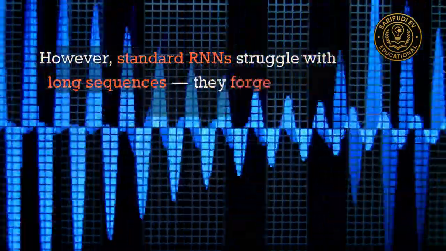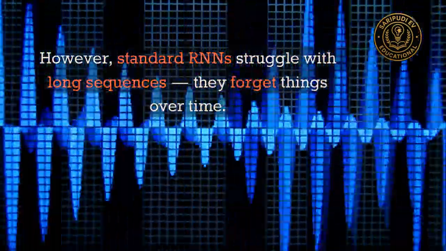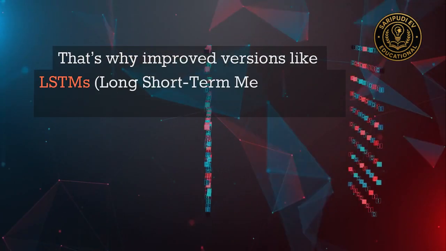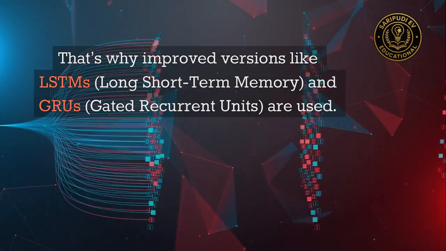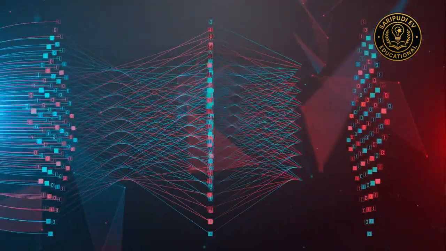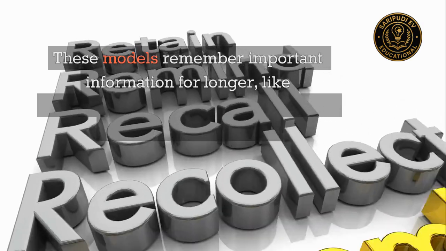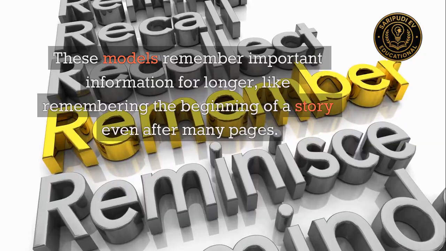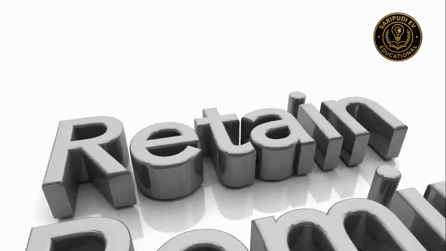However, standard RNNs struggle with long sequences; they forget things over time. That's why improved versions like LSTMs, long short-term memory, and GRUs, gated recurrent units, are used. These models remember important information for longer, like remembering the beginning of a story even after many pages.